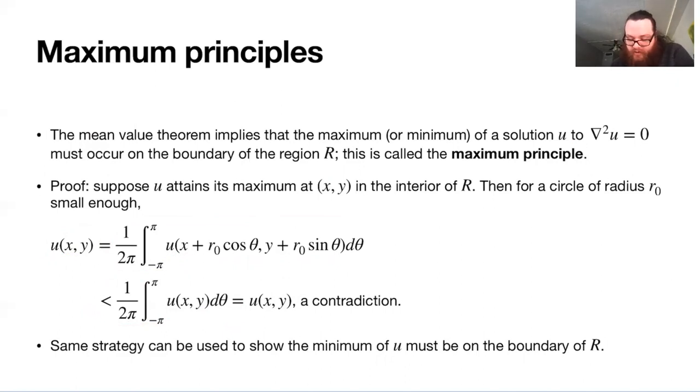But of course, this doesn't depend on theta, so you can pull it out. The integral from minus pi to pi of d theta is going to be 2 pi. So this integral is just going to be equal to this. So what we've done is say that if u is a maximum, then the value of u at (x, y) is strictly less than the value of u at (x, y). And so it tells us that maybe your assumption that u had a maximum at (x, y) is false.